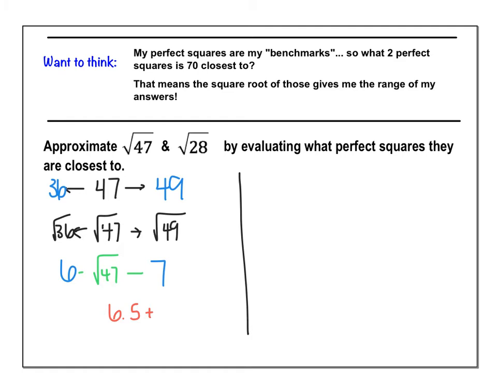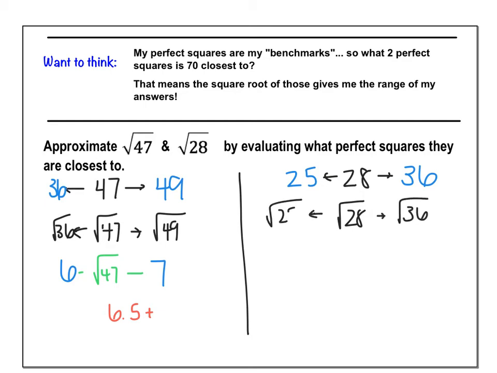Next example is the square root of 28. Same thing. What perfect squares are closest to 28? Well, 36 is actually still going to be in this example. And then on the other end of that, we have 25. So what I'm saying is that the square root of 28 is going to be in between the square root of 36 and the square root of 25. For my final answer, I would say that the square root of 28 is in between 5 and 6.